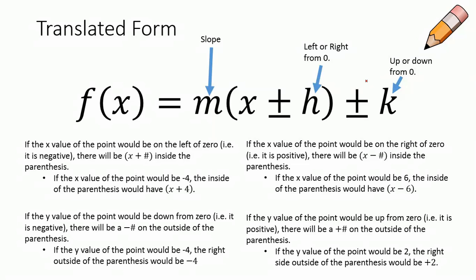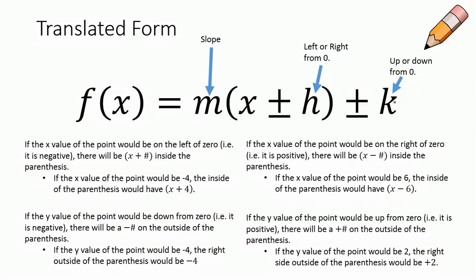If the y value is up from 0, i.e. it's a positive number, there will be a plus that number on the outside. So if the y value of my point would be 2, I would go up 2, so I'd have a plus 2 on the outside of the parentheses right here.